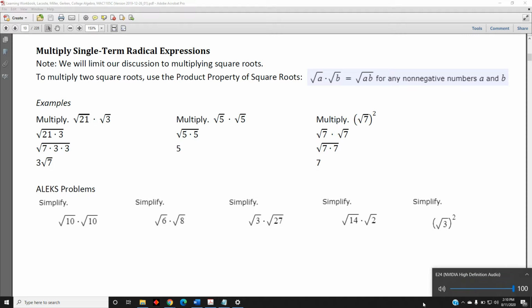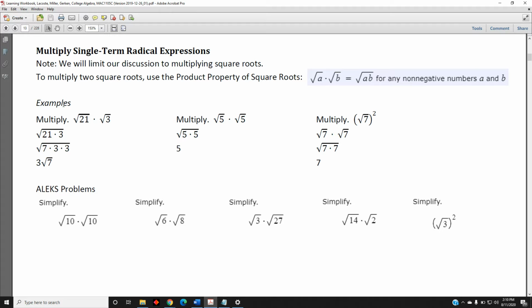Topic of this video is multiplying single-term radical expressions. Note, we will limit our discussion to multiplying only square roots. To multiply two square roots, use the product property of square roots. The square root of a times the square root of b equals the square root of the product ab for any non-negative numbers a and b.